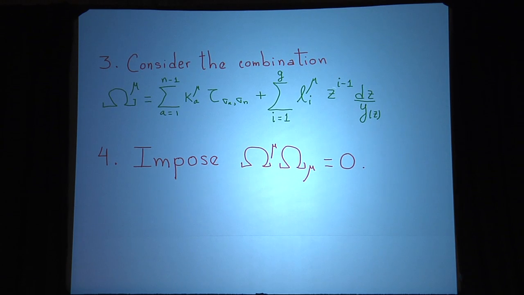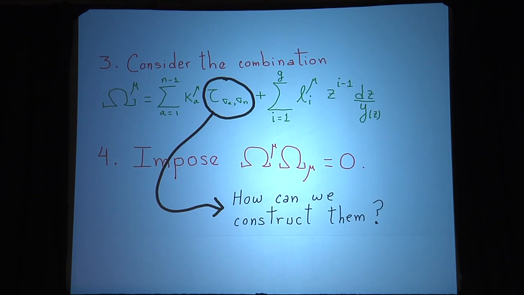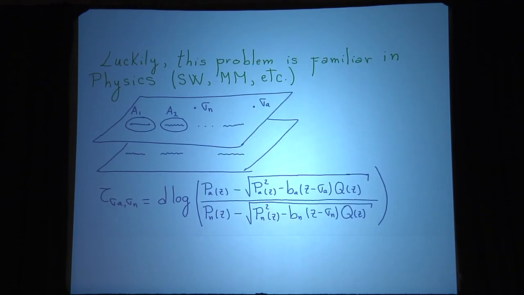The next step, you say, well, now that we have our form, we impose that the quadratic differential vanishes. That sounds very easy, but I haven't told you what the taus are, what these differentials are. They are the ones that encode all the magic. They are the ones that we don't know how to construct at first, or you might think it's very hard. But luckily, this problem is familiar in physics already, from the study of Seiberg-Witten curves and matrix models. In many, many contexts, this problem has arisen. And here is the answer.